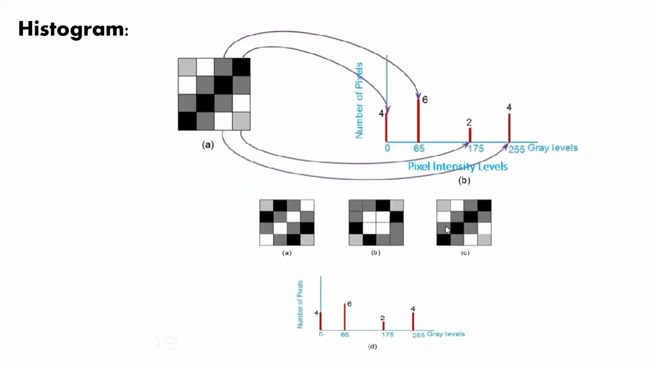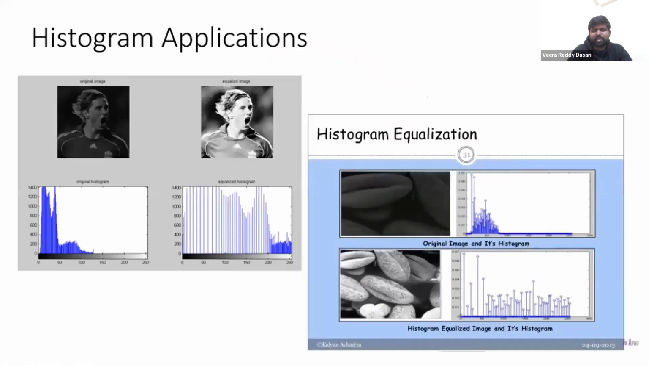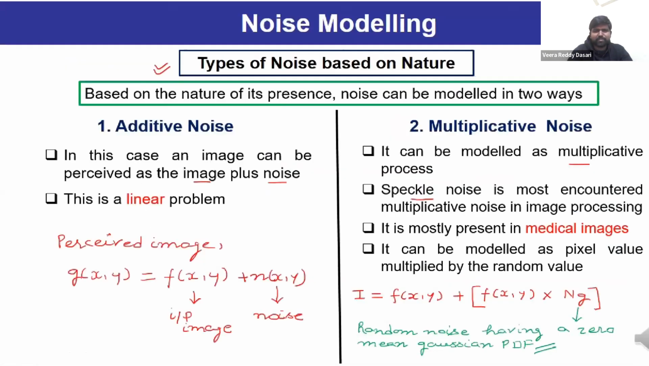A histogram basically converts an image into a graphical representation, and this is very important. You can write it, and there is some mathematical representation as well. If you have more knowledge of the subject, you can add the mathematical representation, which is there in the other PPTs.